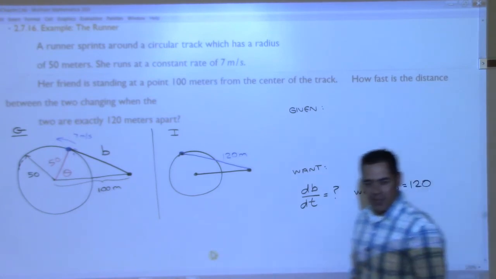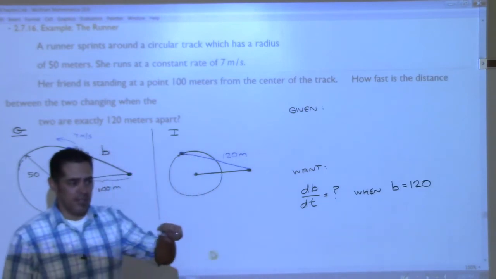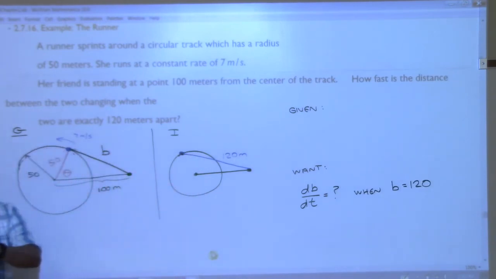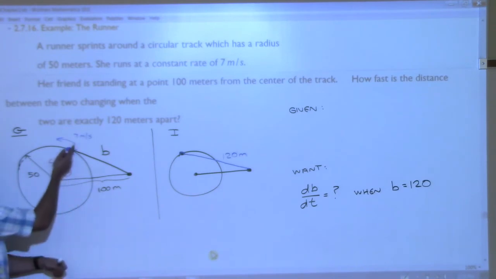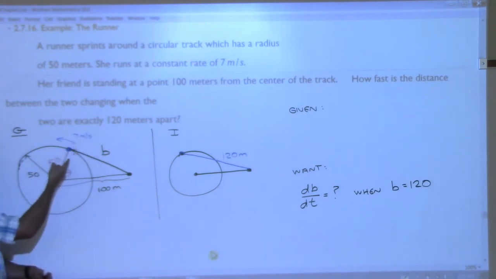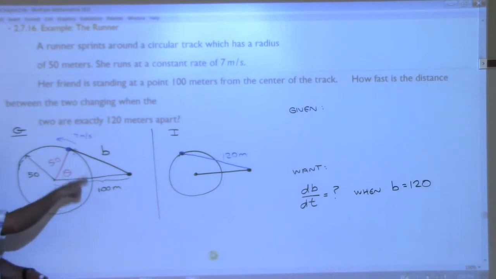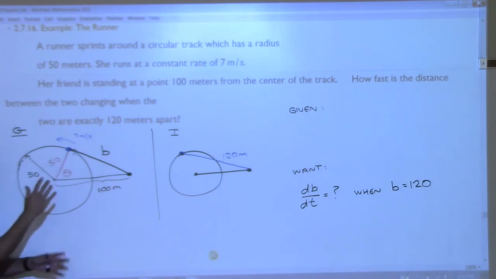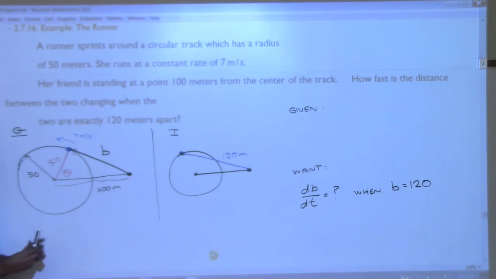I know how fast theta is changing. I know d theta dt. I don't know it right away, but I'm going to be able to find it. Because what they're giving you here, 7 meters per second, is her linear speed around the track. We can take linear speed and find angular speed, and that's precalc. It has to do with arcs and omega, remember? Oh, no, it's been forever, but okay. But instead of trying to go back to formulas and precalc, let's just try and think through this. Can you tell me how long it takes her to run around this track one time?